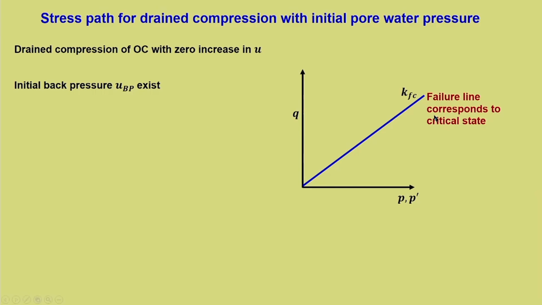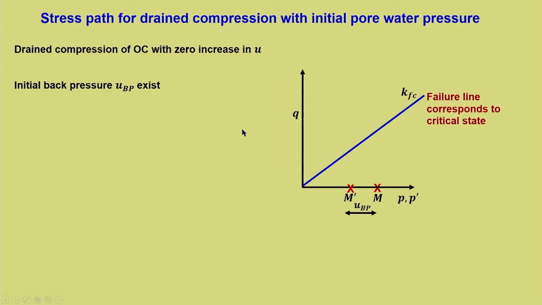Now, remember this failure line corresponds to critical state friction angle. All those things we have already discussed. Now, the problem with an over consolidated sample is that it exhibits a peak and then fails at critical state or ultimate state. So, that is why we have to specifically discuss it for over consolidated soil. So, back pressure exists, all other conditions remain the same.